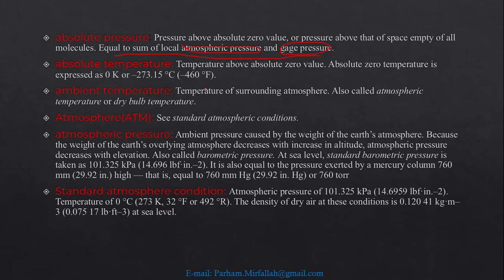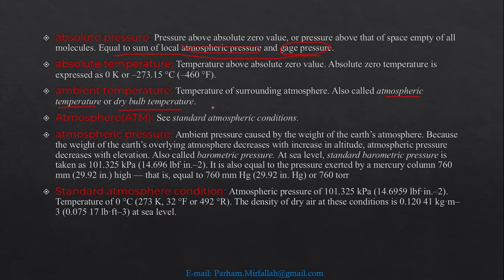Let's talk about ambient temperature. Ambient temperature is temperature of surrounding atmosphere. Surrounding, also called atmospheric temperature. Okay, I will underline it. Atmospheric temperature or dry bulb. This is a very important word. Dry bulb is the most repeated word in the questions of level 3 or level 2 or even level 1, when the designer wants to trap you, to confuse you. So now you know the dry bulb has the same meaning as the ambient temperature or atmospheric temperature. Dry bulb temperature is the same as ambient temperature or atmospheric temperature.